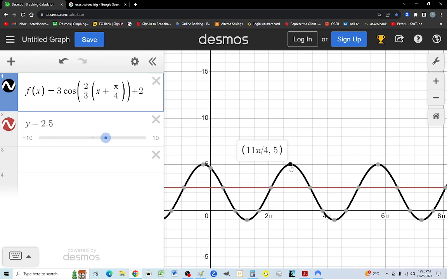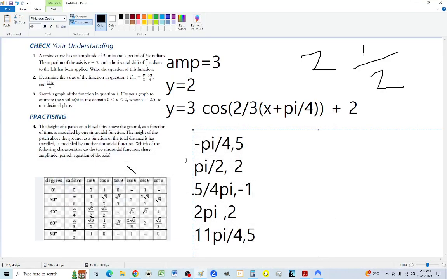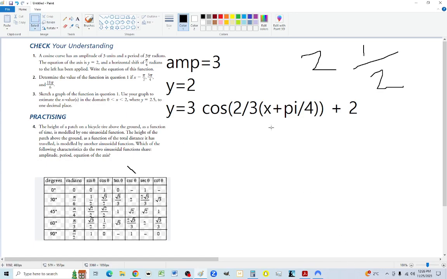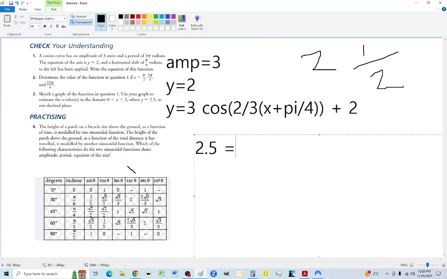11 pi over 4. This 2/3 should have created a, oh yeah, that's 3 pi. Just doesn't look like it. Comes down, goes up. They want to know in this first 2. They use 2 radians, which is interesting. It's actually easier to figure out algebraically, because the question is, when is y 2.5 in the first thing? You do this instead of using the graph.